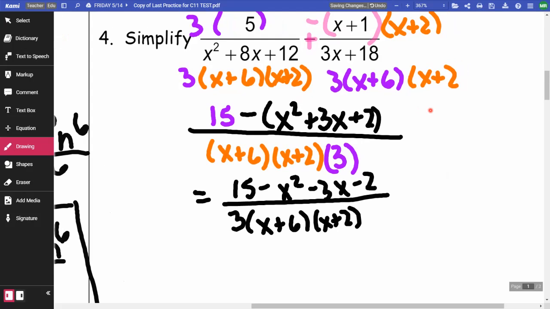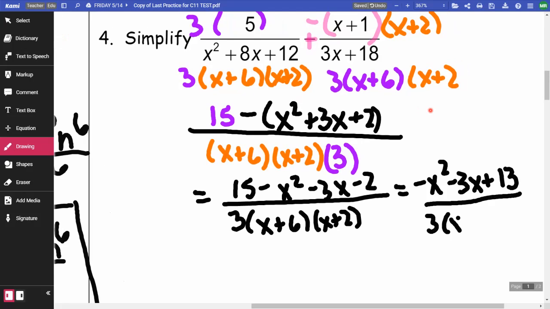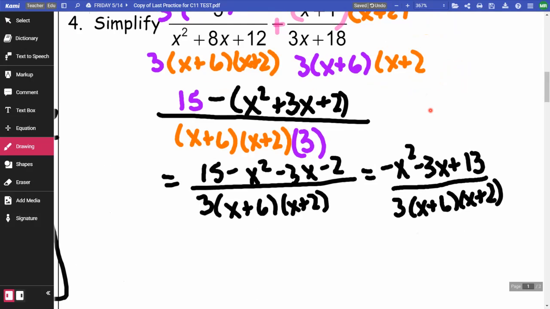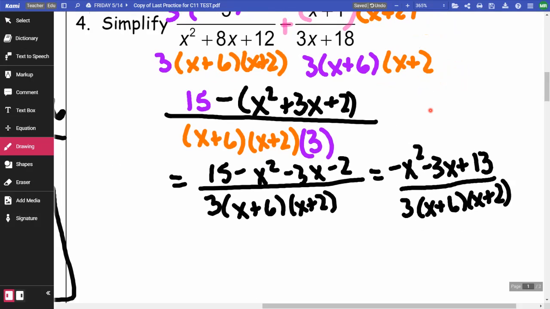Okay, and so when I clean this up, I'm going to have negative x squared minus 3x plus 13 over 3 times x plus 6 times x plus 2. Now, I can sit here and try to factor the top, but having a 13 at the end, it's a 13 and a 1. It's the only thing you're going to be able to get as a possible factor, and my bottom doesn't have that. So this is my answer.